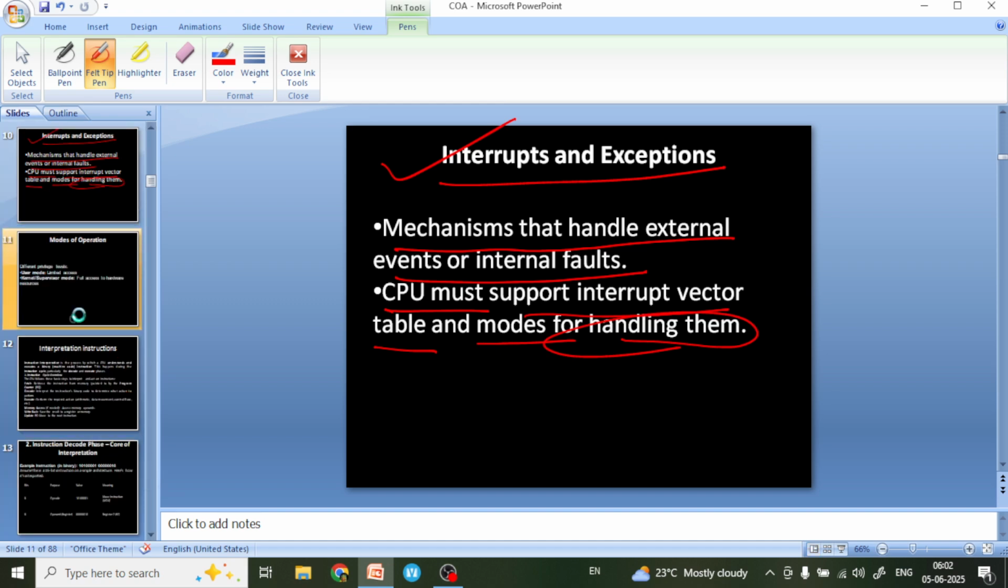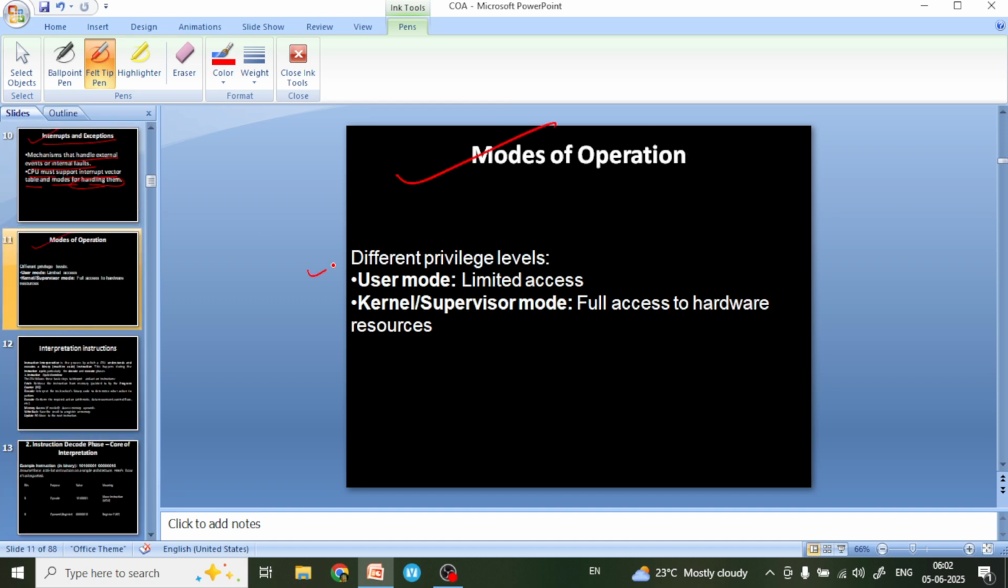And the next point is modes of operation. There are different types of privilege levels, like user mode and kernel or supervisor mode. User mode is a limited access mode, and kernel or supervisor mode is the mode with full access to hardware and resources.